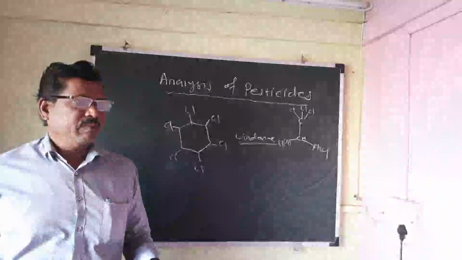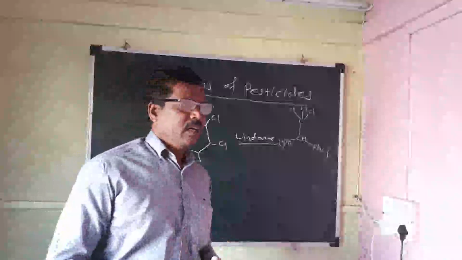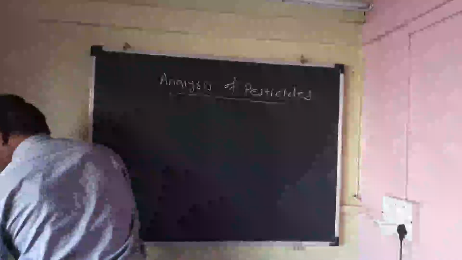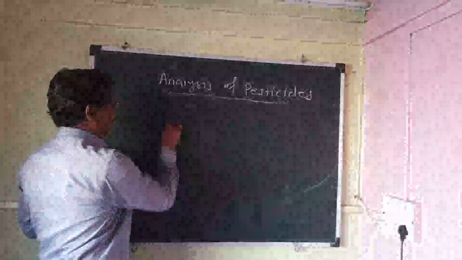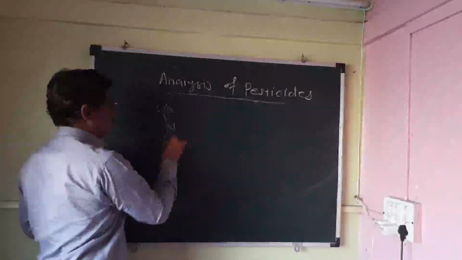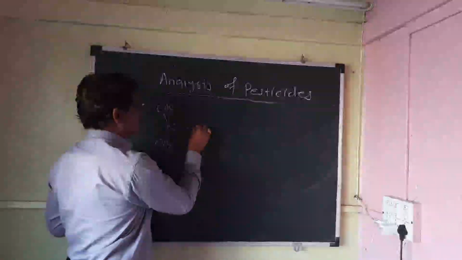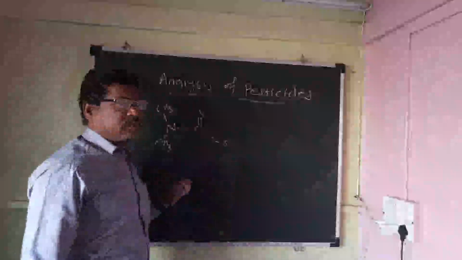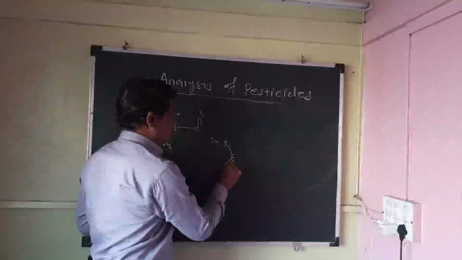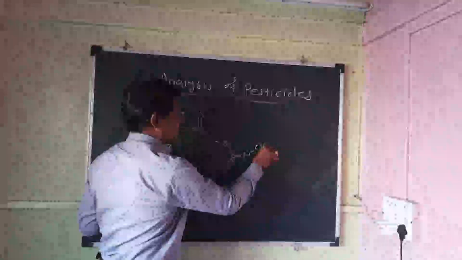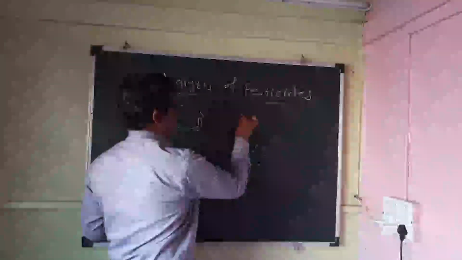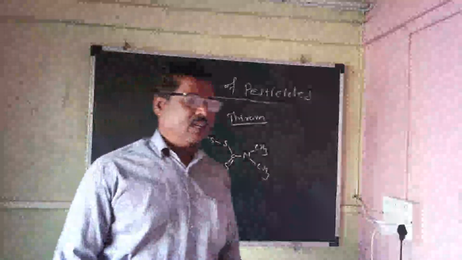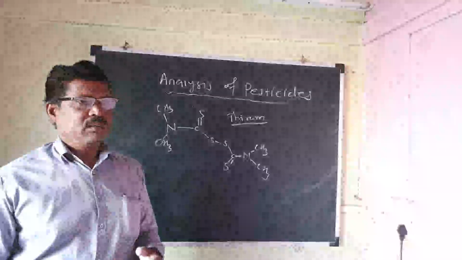Thiram is a sulfur containing compound. The structure of thiram has CH3, sulfur, and nitrogen with CH3 and CH3. This is known as thiram. These are sulfur containing pesticides. Zeram.